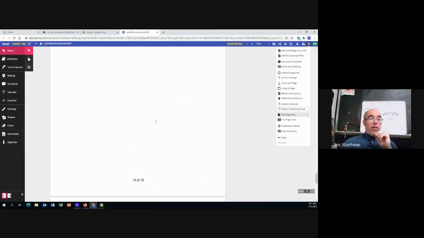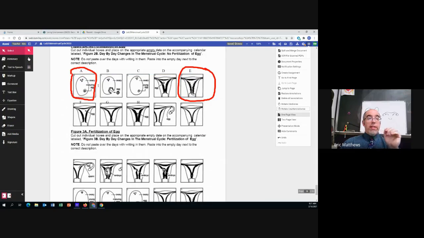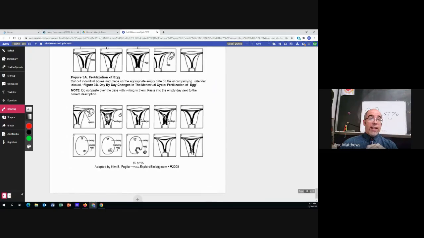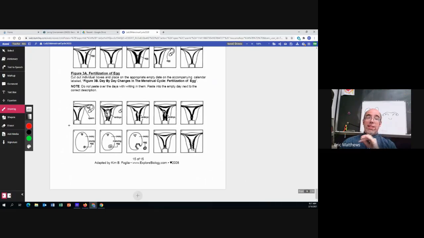Now this first set, once again right here, that's going to go on our first calendar. The second set here, this will go on the second calendar because that's when fertilization does occur, so a pregnancy is occurring. And that's the lab. There's no questions. There's nothing else. It's just do the graphs, do the labeling, do the calendars. All three of those are here. We're going to be working on this throughout most of this week.